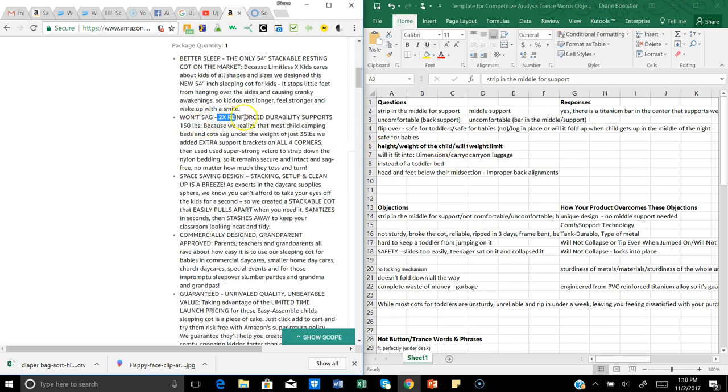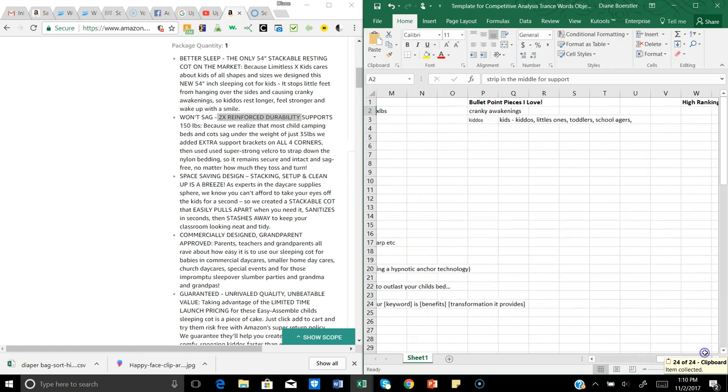So you want to create some other thing. Instead of 2x reinforced durability, you'd want to use this and say, okay, I really like this, but I want to say something else about my product. You can create a hypnotic anchor like Titan Force reinforced, or Titan Force no sag durability or something, right? No sag.